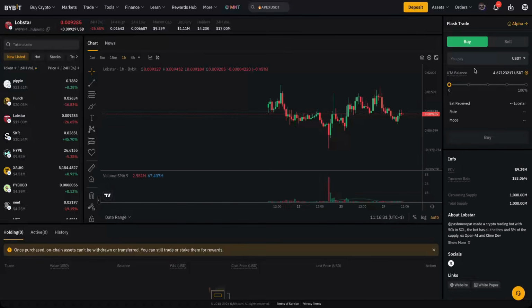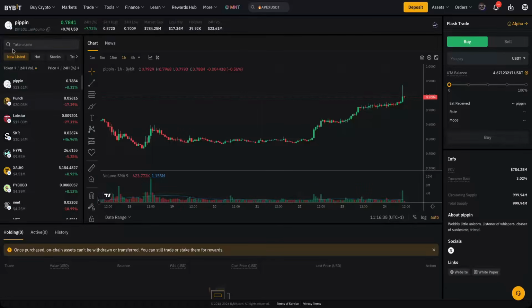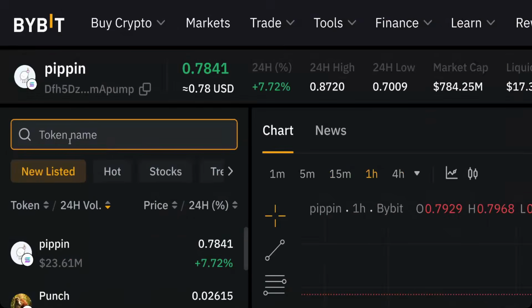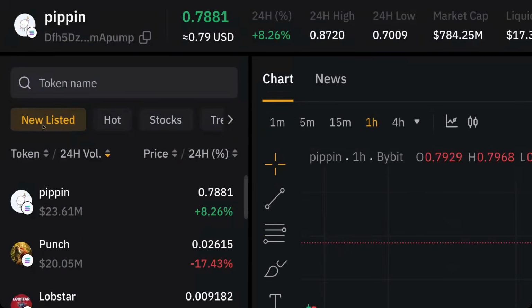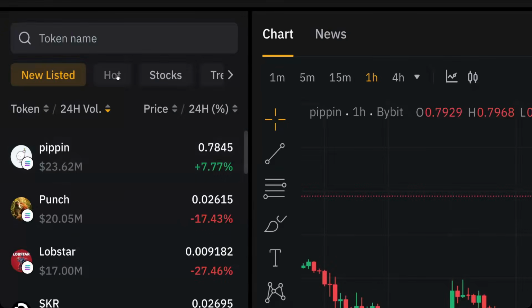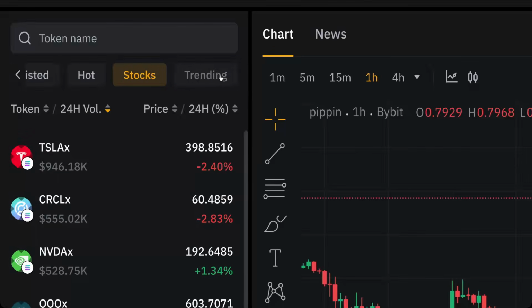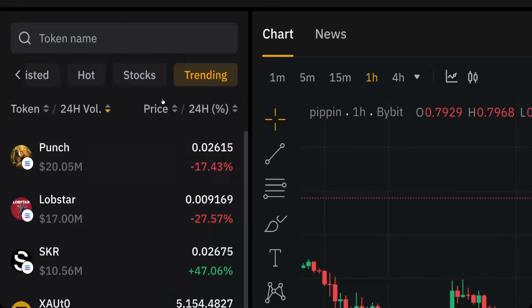Right, so once this loads up, first and foremost, let's start with the left. This is where you can select different tokens. You can search for the tokens you want to trade, or you can come in here to newly listed and then start selecting any of these tokens. You can sort them by their category, if it is hot, if it is stocks. If it is trending tokens you want to take advantage of, you can sort by any of these categories that are listed here.